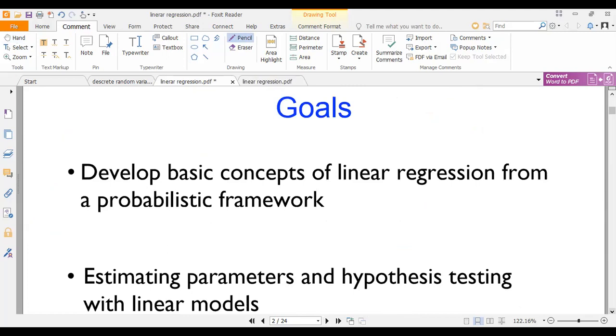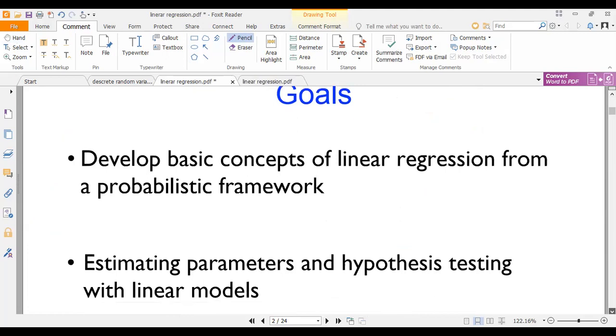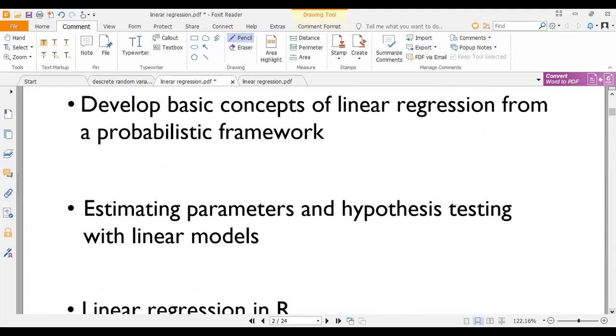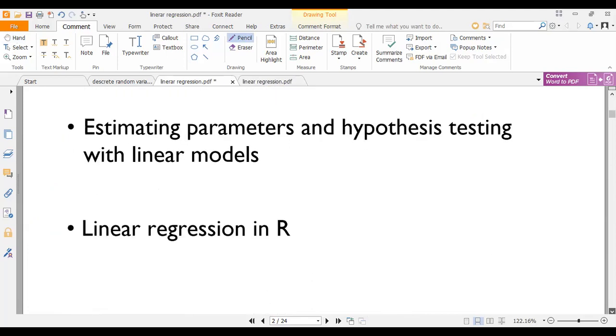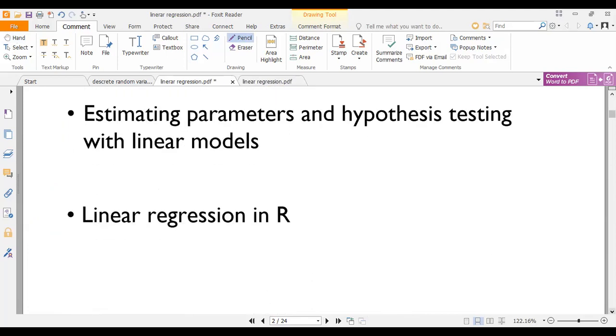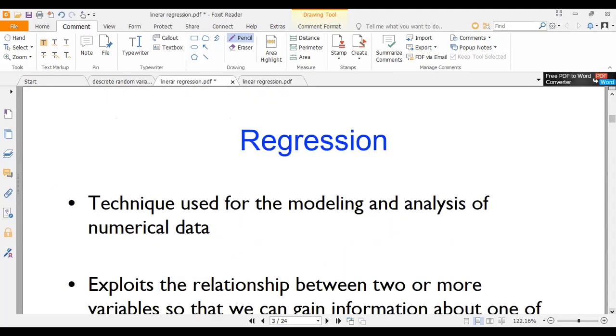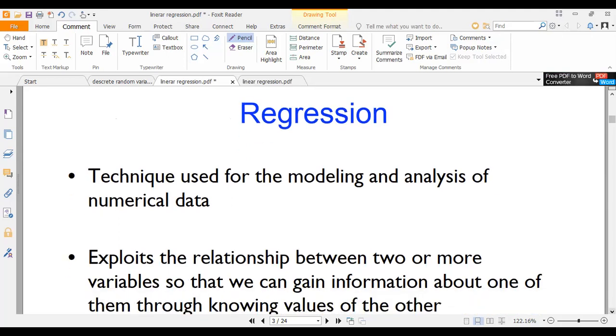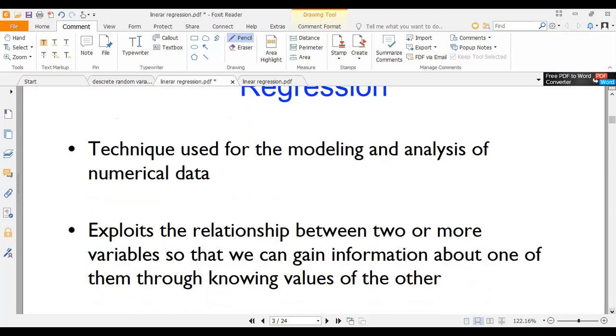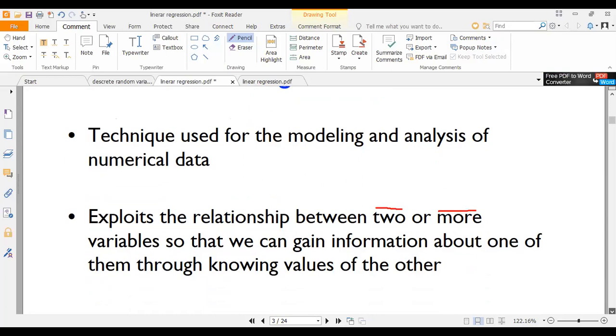So our goals in this topic are to establish the concepts of linear regression in a probabilistic framework. It is also used in hypothesis testing with linear models to test whether the regression line is significant enough. We're also going to learn how to estimate the error in the regression. So regression, by definition, is a technique used for modeling and analysis of numerical data. It exploits the relationship between two or more variables. If you're dealing with two, it's called a linear regression. More than two, it's called multiple regression.